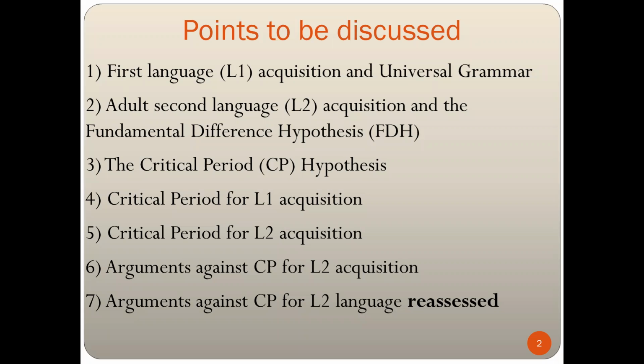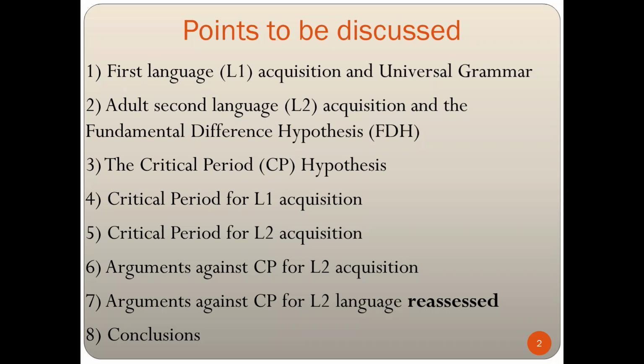And finally, we will reassess these negative arguments, as it were, and we'll see that all of them can easily be explained either with reference to the fundamental difference hypothesis or with reference to a general theory of cognitive development, and more specifically, age effects on general cognition. And in the last instance, we'll draw a few inferences and conclusions based on the evidence that we have presented as part of this presentation.